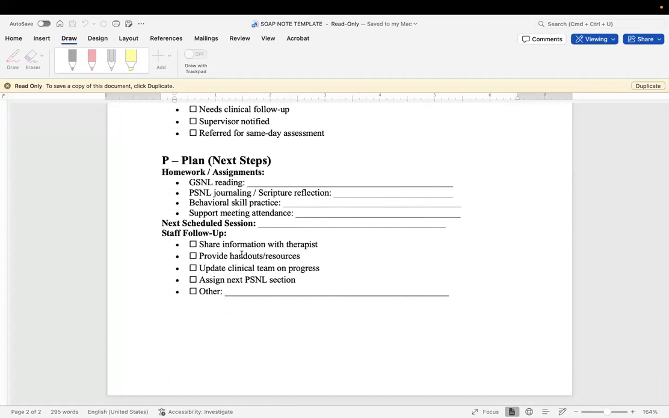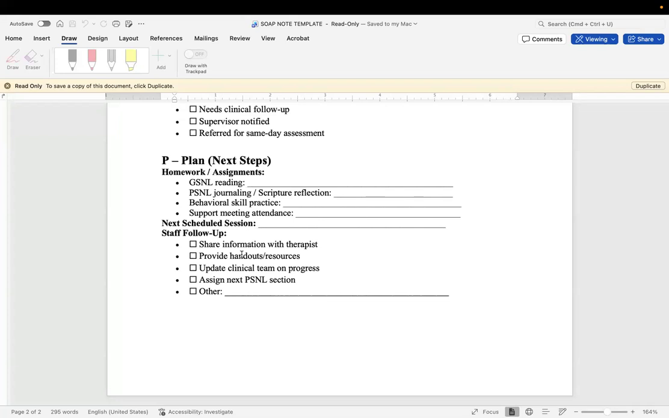And then the plan. So the plan is what are they going to do either as homework or tomorrow. So they need to be working on reading their book, Me and My Big Mouth. Or they need to be working on their workbook, Anger and Personal Rights, or scripture memorization, or we're going to an offsite, we're going to a church retreat or something like that. Those are things that you can put in the homework assessment.